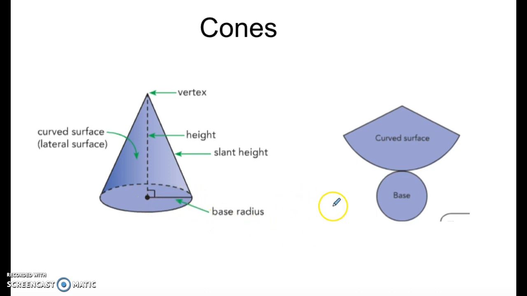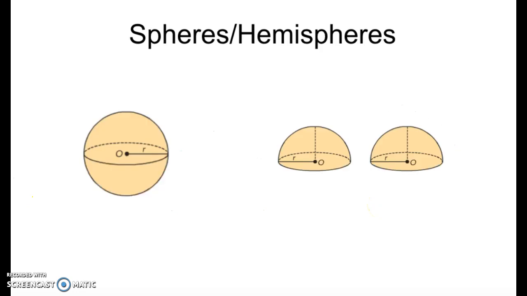If we flatten the cone out to get its net, you can see here we have the curved surface and we have the circle base. Next, we have spheres and hemispheres. Okay, so spheres we can think of as a globe or a basketball.